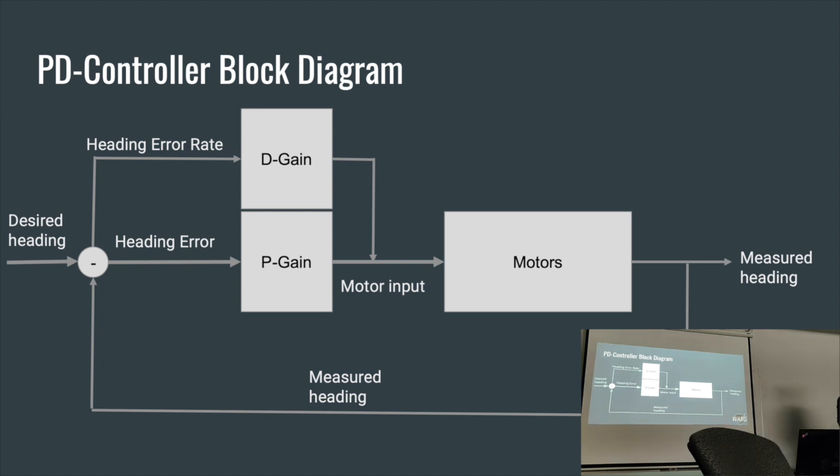Okay. Does anyone have any questions so far about the controllers? So when the P control makes it turn, doesn't it change the error rate? Yes, it does. Yeah, they do interact. They're not completely independent systems.